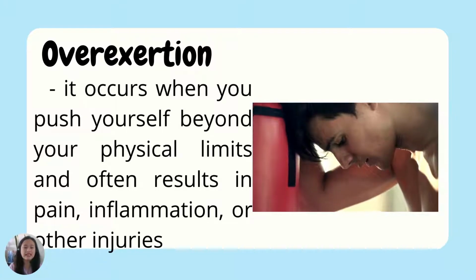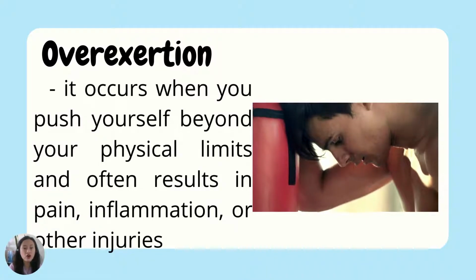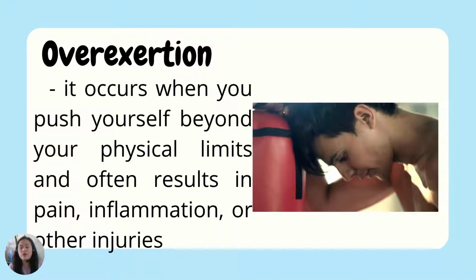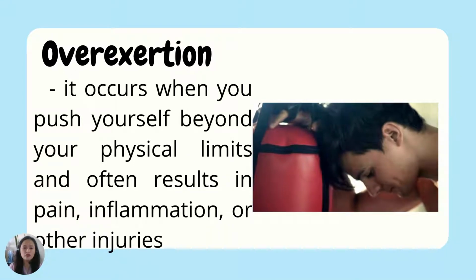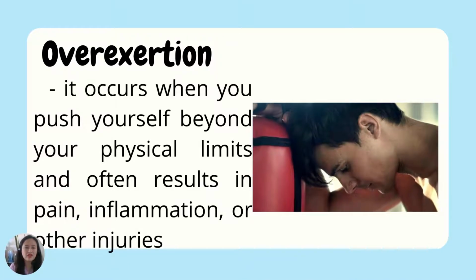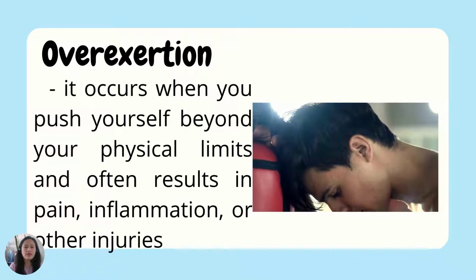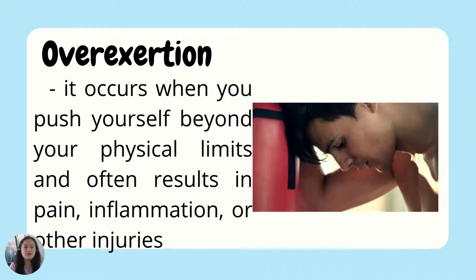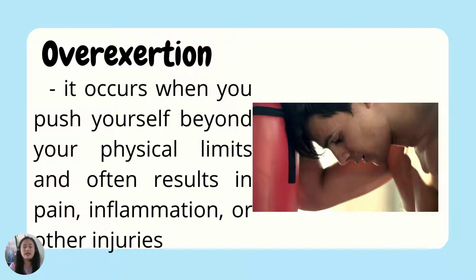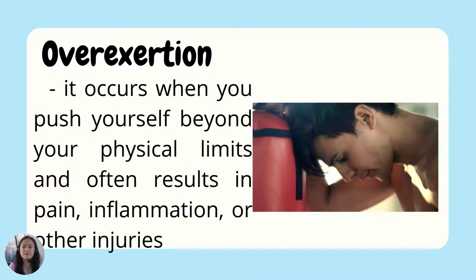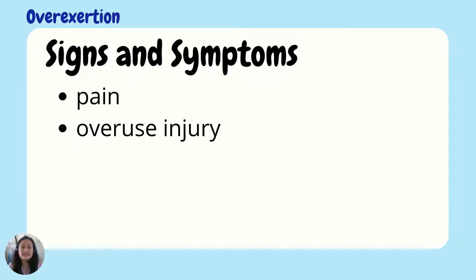Overexertion may be caused by repetitive movement. Also, there is an incorrect way of doing a task, for example, improper lifting of objects, or a sudden, abrupt, forceful movement, and also prolonged activity. Now, what could be the signs and symptoms of this? First is pain and also overuse injury. Overuse is caused by a repetitive strain injury that develops slowly over time.